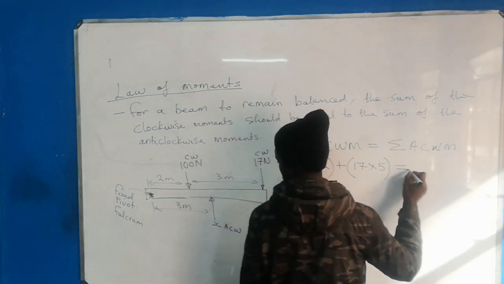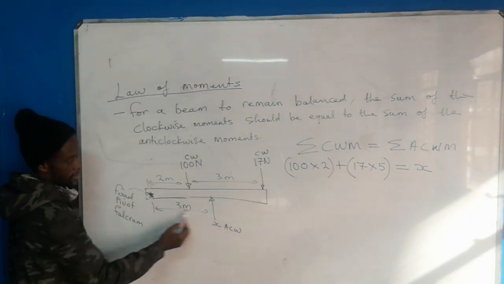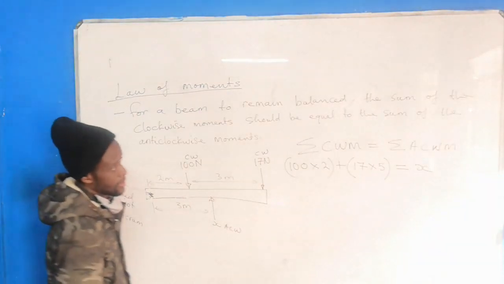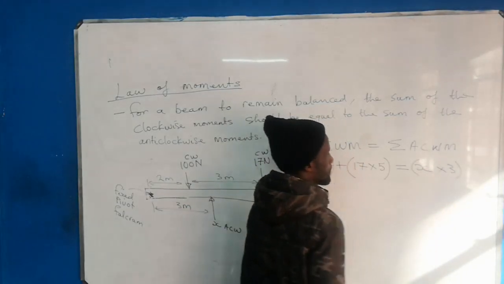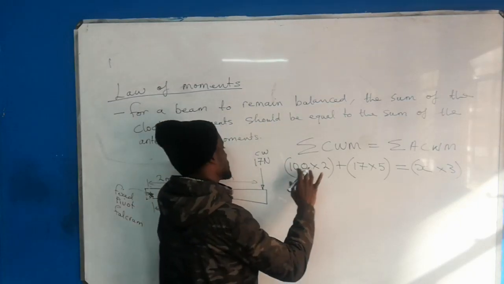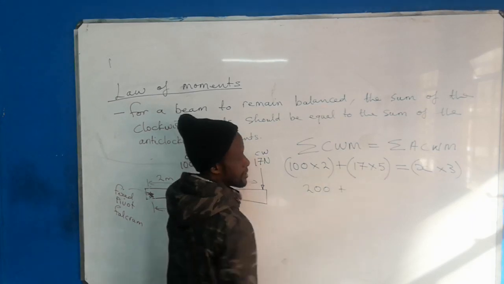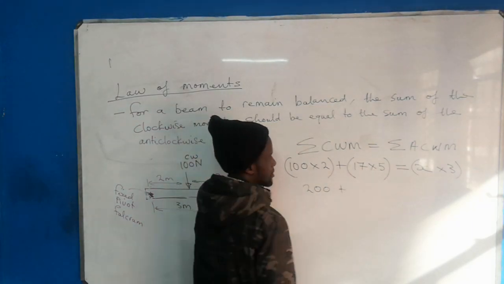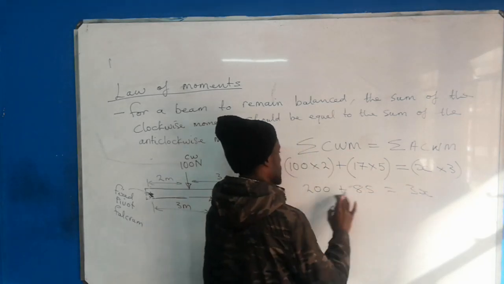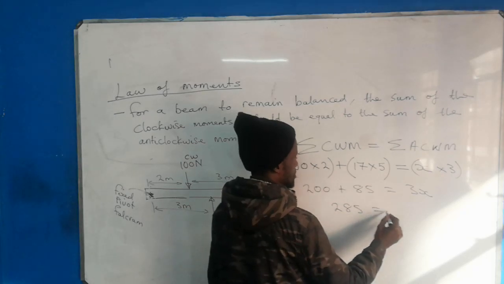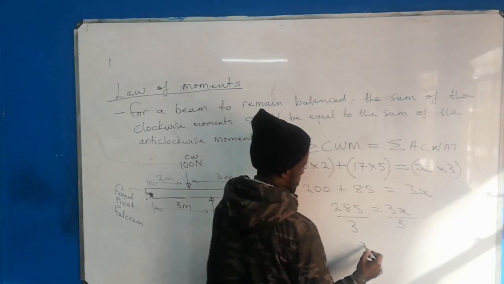Then we say equals our anticlockwise is only x times the distance, which is a 3. So you multiply this by 3. This is also a moment, but we don't know the value of that. 100 times 200, yeah, 5 times 17, you get how much? 85. 85 is equals to 3x. 85 plus that, you get 285, is equals to 3x divided by 3. You get 95.